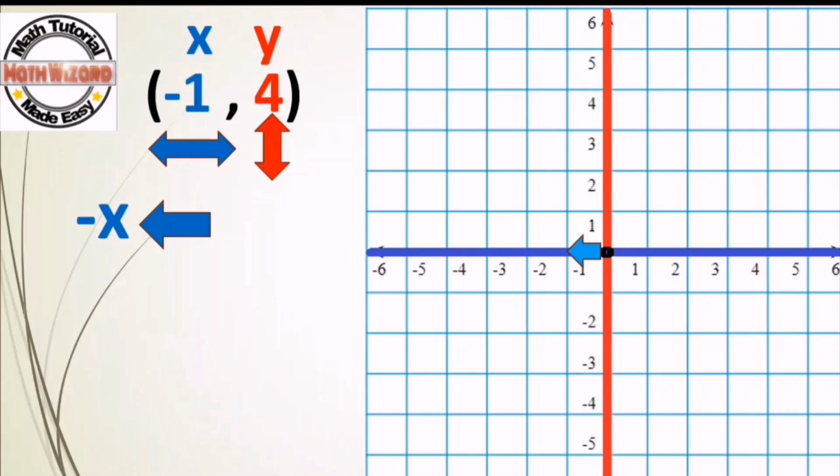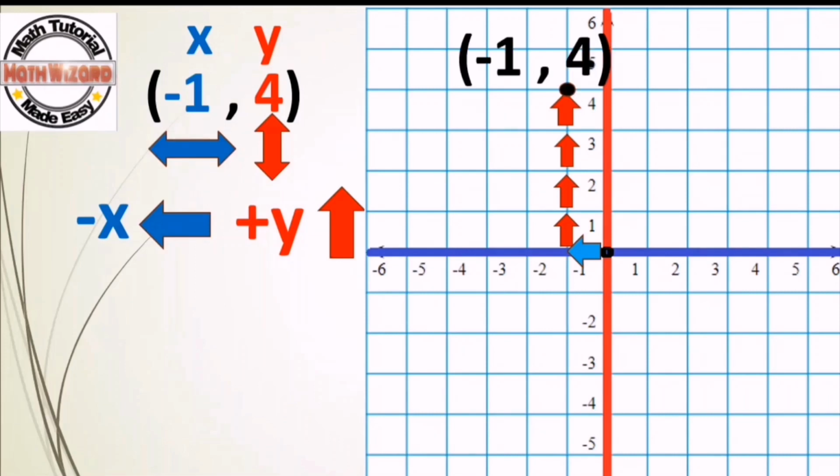So is it positive or negative? It is a positive number. Since it is y, we go upward. Upward, positive 4. So therefore, we count 4 units upward. 1, 2, 3, and 4. And again, we make a dot and then name the point (-1, 4). Now, since our x is negative and y is positive, we are on the second quadrant.